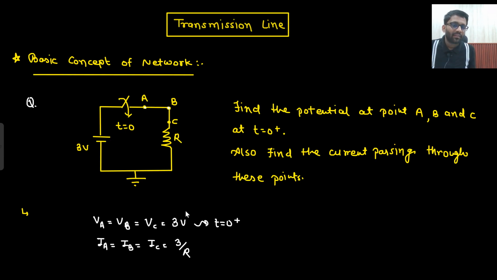What was happening here? The complete 3 volt was coming. Like there was no potential difference between the wires. There was no potential difference between the wires. Complete 3 volt was coming here directly at VA, VB, VC.